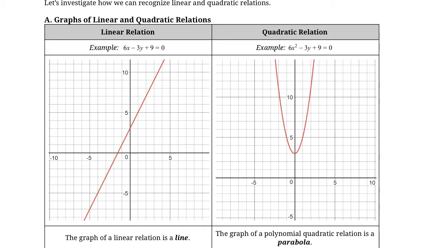A parabola could also be flipped the other way around, and so you could have a parabola that looks like an upside down U-shaped curve. And this would also be representative of a quadratic relation.